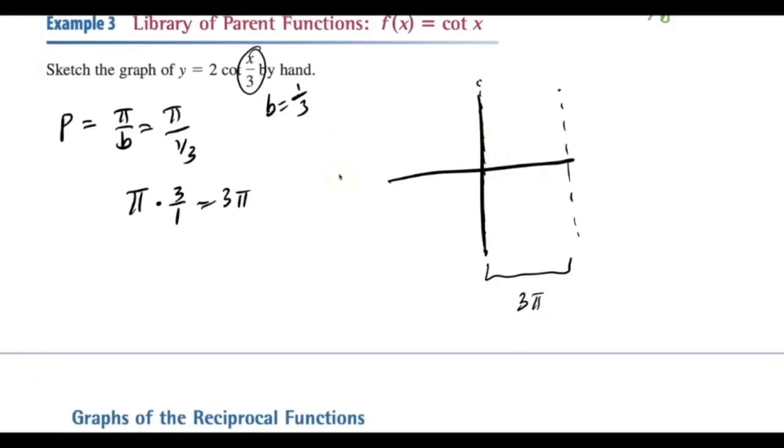And then it is a cotangent graph. It starts in the middle there. This is 3 pi. This will be 3 pi over 2, just divided by 2. Remember, cotangent looks like a negative x cubed graph. And honestly, I should probably make it a little skinnier.